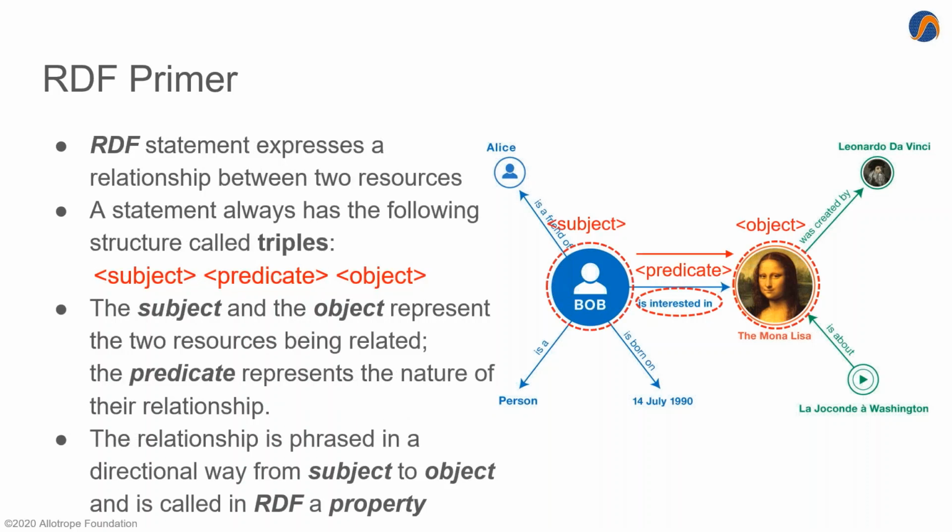RDF statements express a relationship between two resources. A statement always has the following structure called triples: subject, predicate, object. Very simple. The subject and the object represent the two resources being related. The predicate represents the nature of the relationship. Usually the relationship is phrased in a directional way from subject to object and is called in RDF a property. So in this example, Bob is interested in the Mona Lisa. Bob is the subject, Mona Lisa is the object, and the predicate is "is interested in".